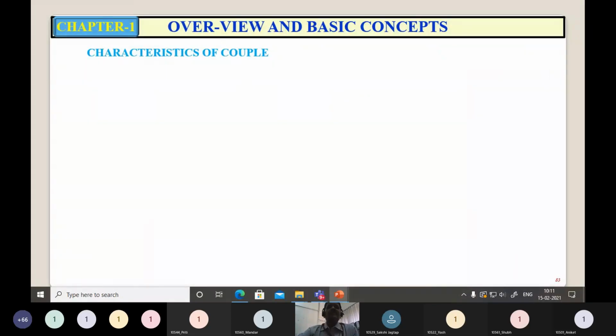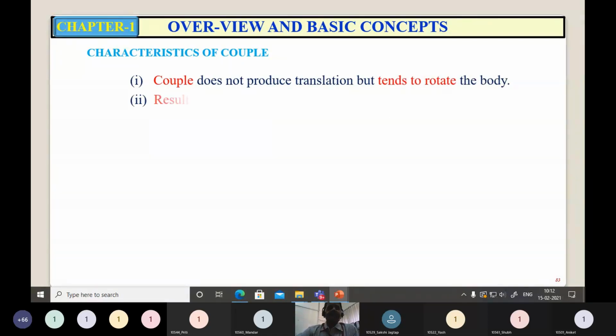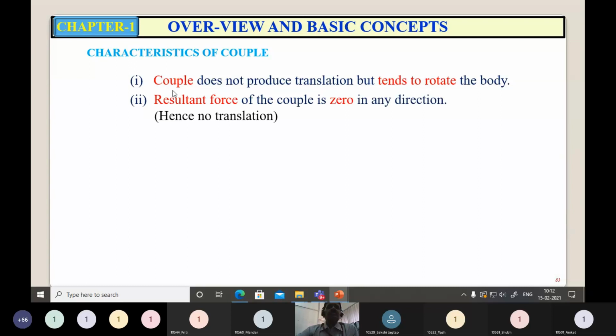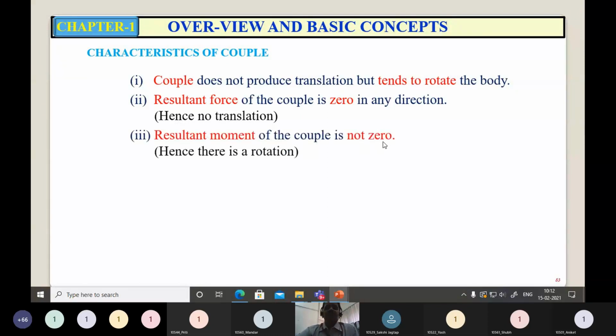Now we will see what are the characteristics of couple. So this is a very important concept. Characteristics of couple. Couple does not produce translation, but tends to rotate the body. Why is it so? This is because the resultant force of the couple is zero in any direction. As the resultant force is zero, there is no translation. But the resultant moment of the couple is not zero. Therefore, there is a rotation.